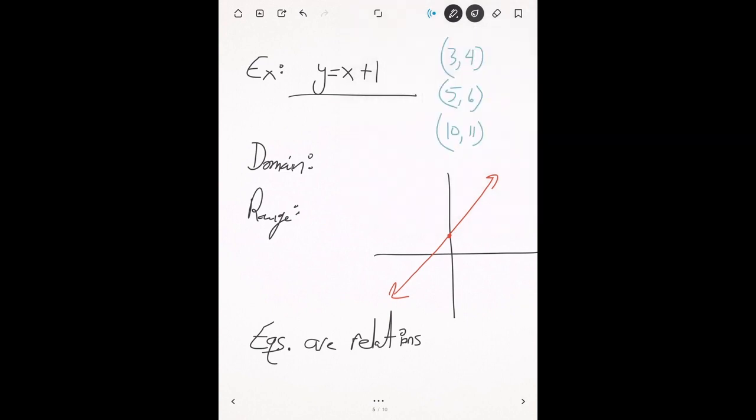And remember, domain is the set of all x values. How could I go about describing the x values that I'm seeing here? All of these individual x points and the coordinate points that they produce. Take a minute, pause the video, and see if you can think, what is the domain of this particular equation?